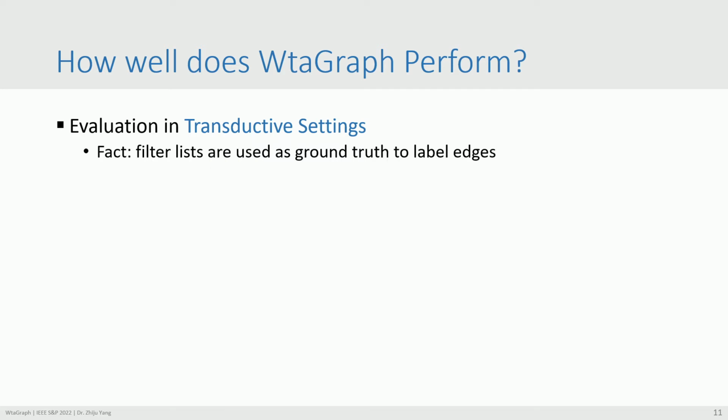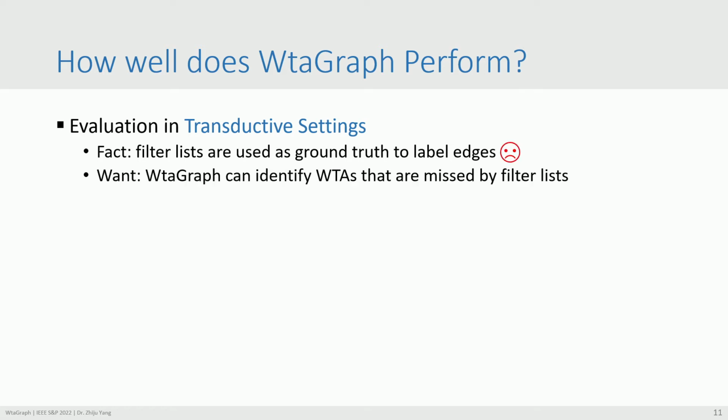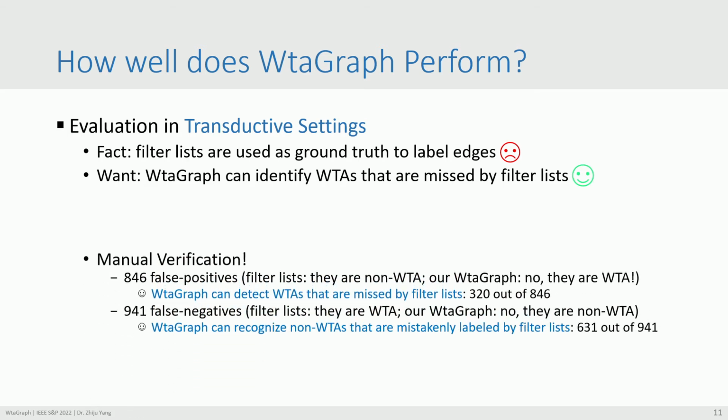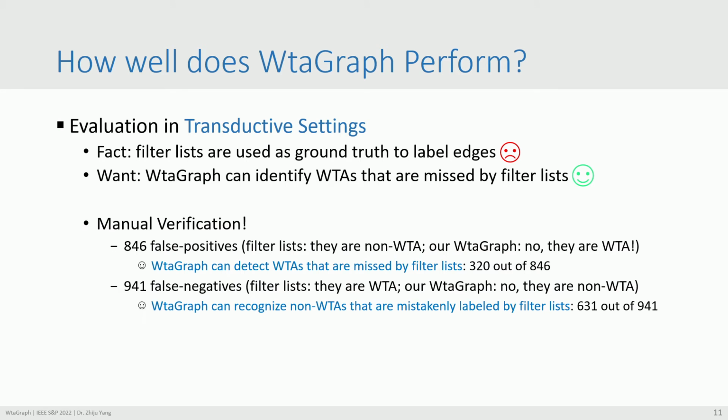Continuing, you might wonder in the previous slides, hey, you use filter lists as a ground truth to label your edges. This is a concern, right? And you might not agree with that, because in fact, what you want with this work is that you want WtaGraph to identify trackings that are missed or not included by filter lists. So this is something we want. We want to go beyond filter lists. Well, to address and evaluate this concern, we did a lot of manual verification.